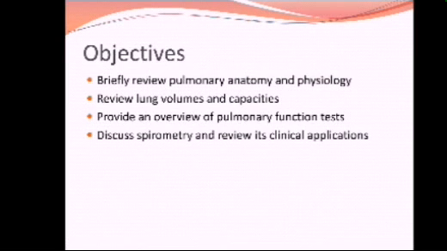Today, I will be taking this lecture on pulmonary function tests. So, first, let us see why these pulmonary function tests are done. These are mainly done to check whether the lung volumes and capacities are normal and whether the functioning of the pulmonary system is up to mark.